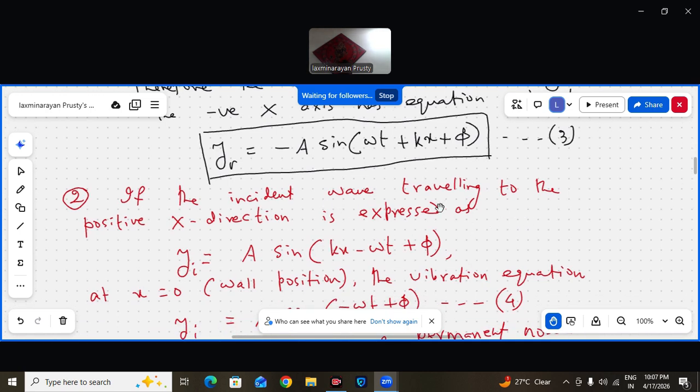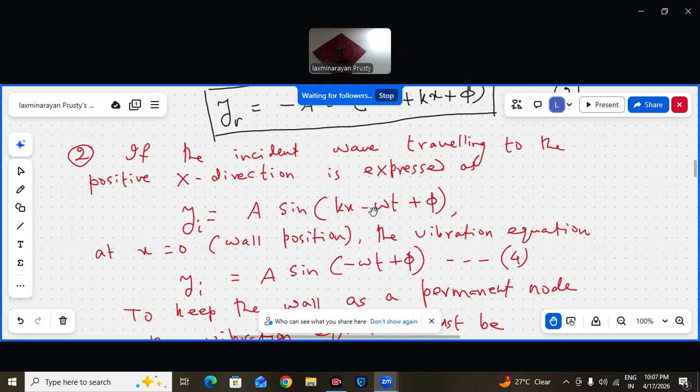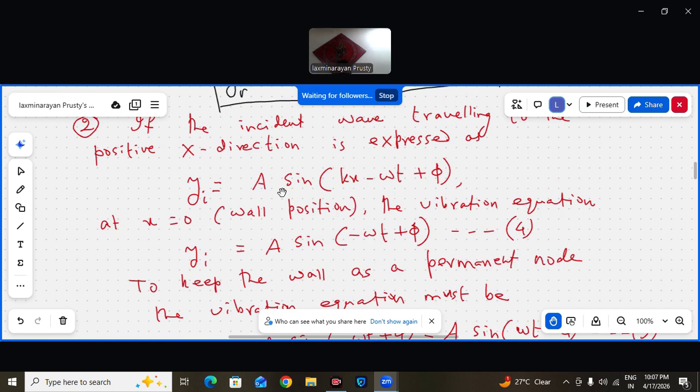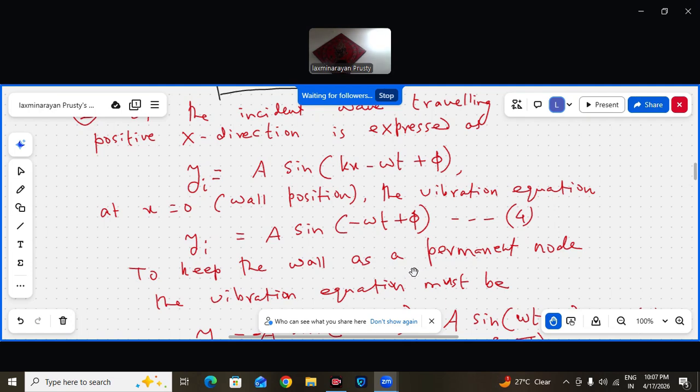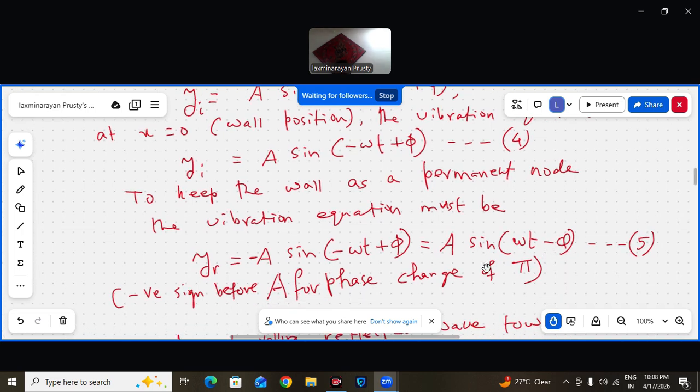If the incident wave traveling in the positive x direction is expressed as yi = a sin(kx - ωt + φ), then at x = 0, the wall position, the vibration equation becomes a sin(-ωt + φ). To keep the wall at a permanent node, yr must be the negative of this. Just see, a negative a sin(ωt - φ) is the vibration equation of the reflected wave particle at the wall.